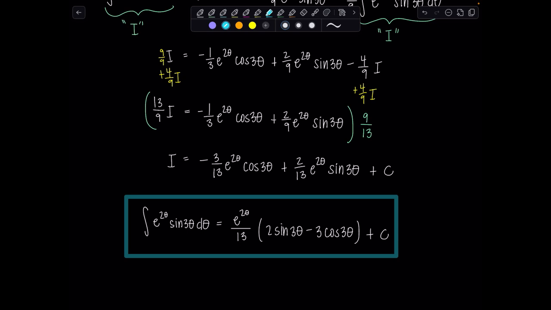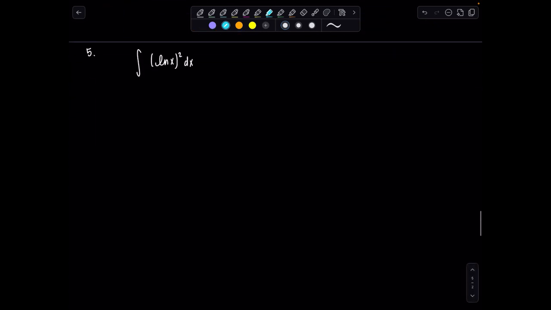Okay, one more where I'm going to show you, you can use tabular always for by parts, but it's not always great. It's just not. But if you're diehard, I'll show you how to make it work. So here we go. So D has to be something you can differentiate, and I has to be something you can integrate.